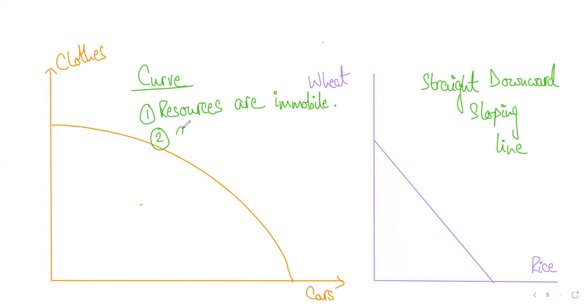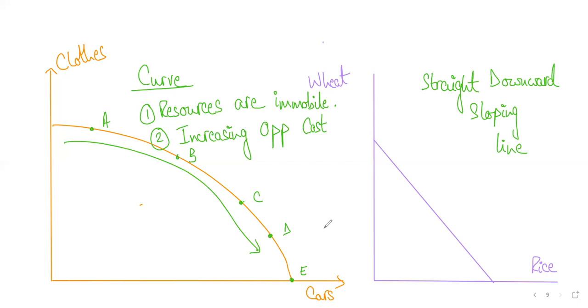And another thing in this case is that there is increasing opportunity cost. Now, this is where it will get a little tricky. In the case of a curve, there will always be increasing opportunity cost. Now, what do I mean by that? Think about this. Let me ask you a simple question. A, B, C, D, and E. Every time you produce more units of cars, so let's say you're moving from A to B to C and D and E, right?